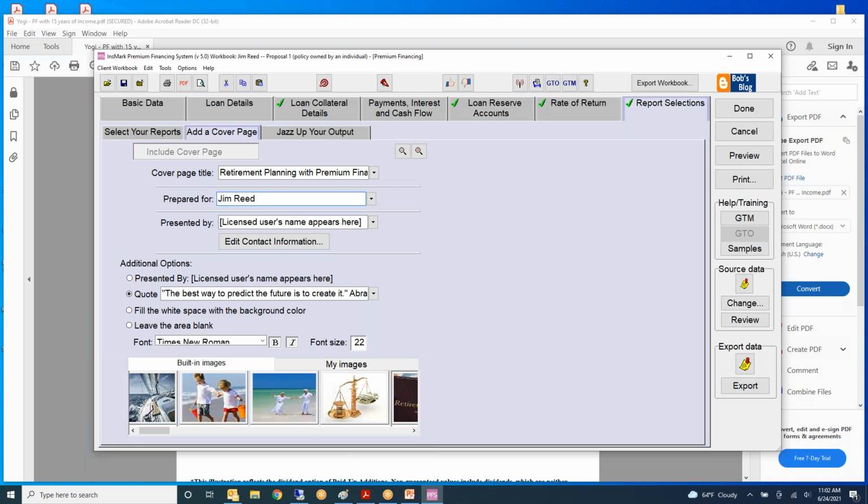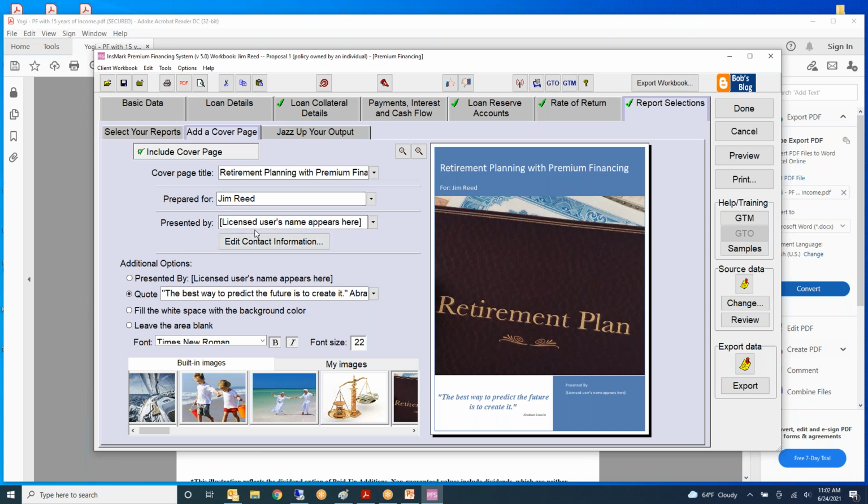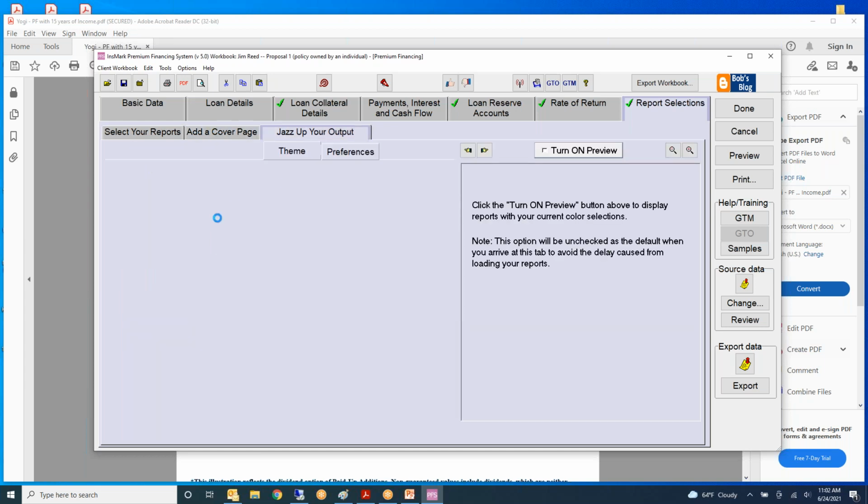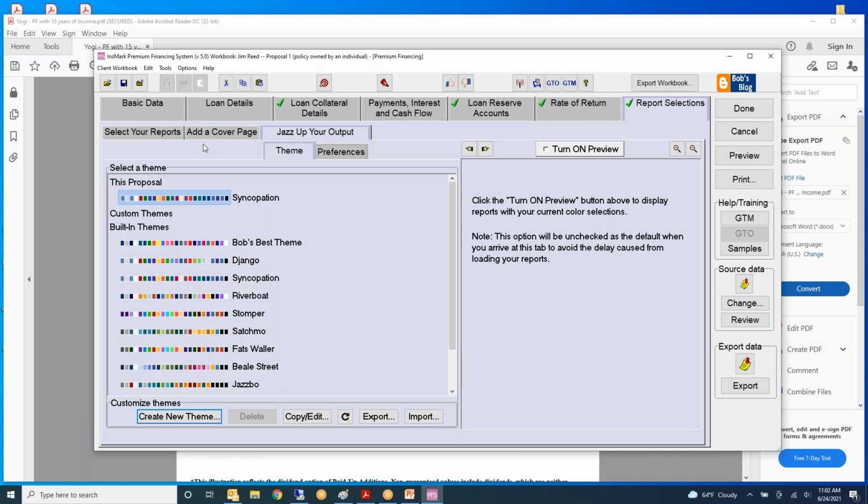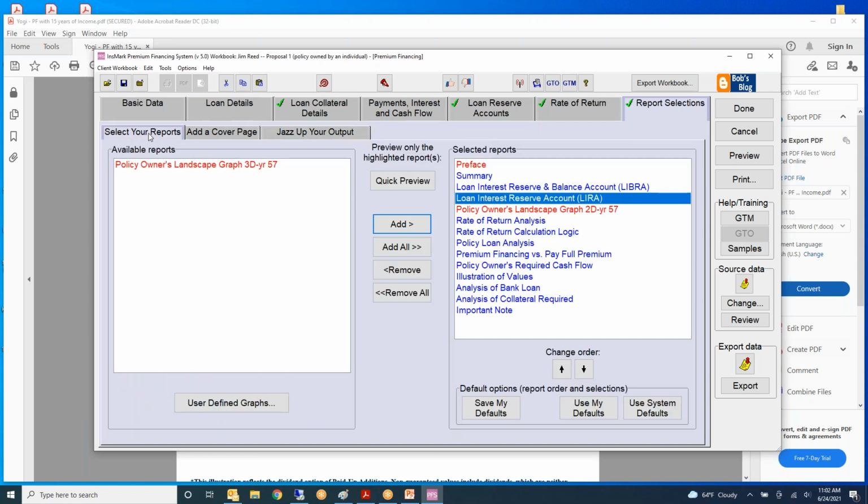So I picked this one. Okay, so you need to make sure this box is green checked. Even though you did the design of the cover page, if you forget to include it, there's no cover page. So I add the include, and the report is just changing; you can click on it and change the color scheme. Okay, so now back to select your reports. We're back to report selection. Now we can preview the reports.